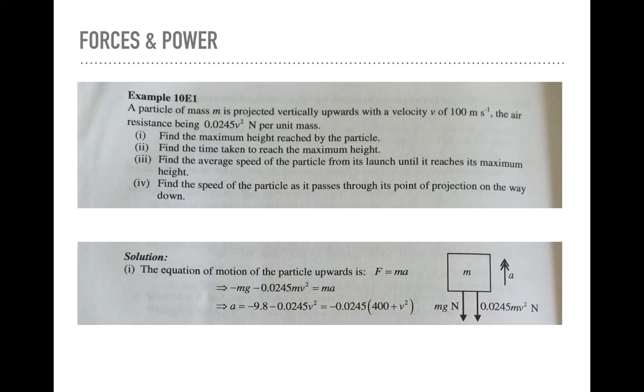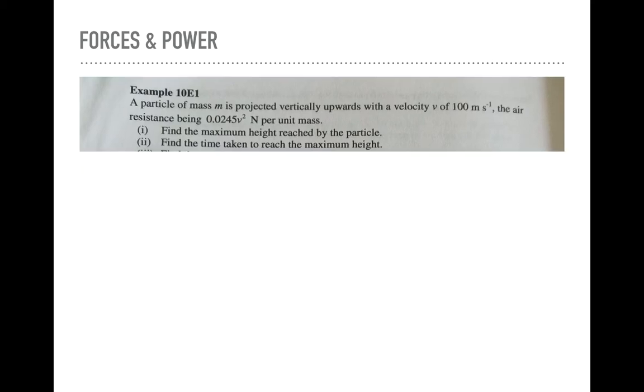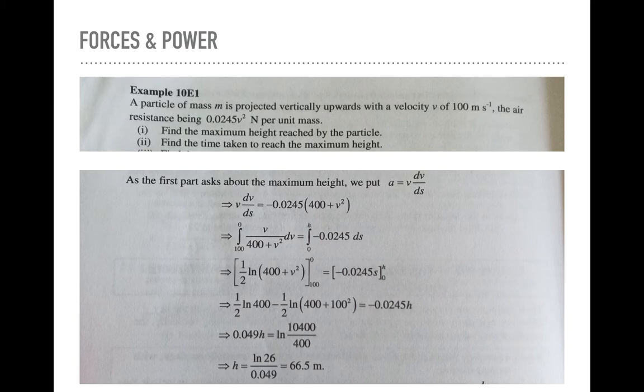All right, so there's our equation of motion. Now we need to find the maximum height. So we're looking for a relationship between v and x, or v and s. So v dv/ds equals my acceleration formula. Rearrange it, integrate it. It's the same idea as the previous question, that we needed a substitution for the bottom term, and then the derivative of the substitution would allow me to cancel the v dv on top. And look, you work through it just like before, and you get a height of 66.5.